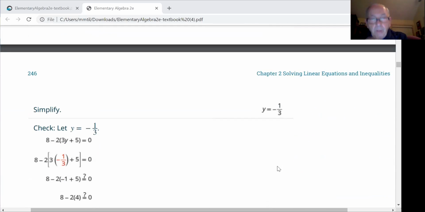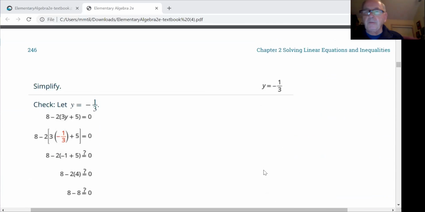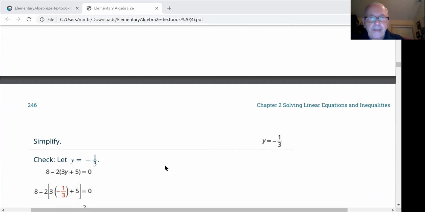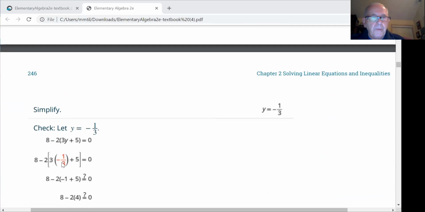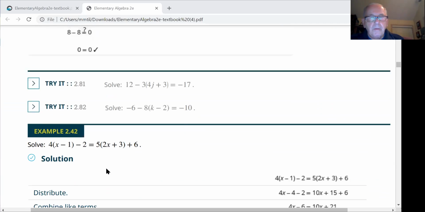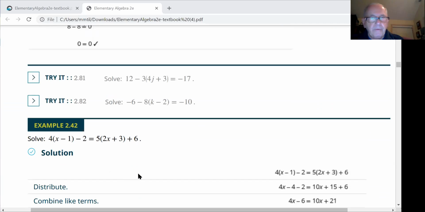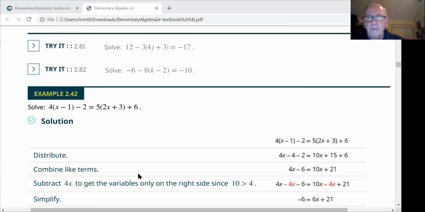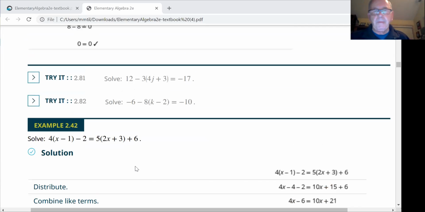Then you go in and check it just like we did before. And when you substitute it in there, you'll see that 0 is equal to 0 in this case. We'll get to the point where there are different conditions here. I don't know whether it's coming up next or not, but maybe it is.